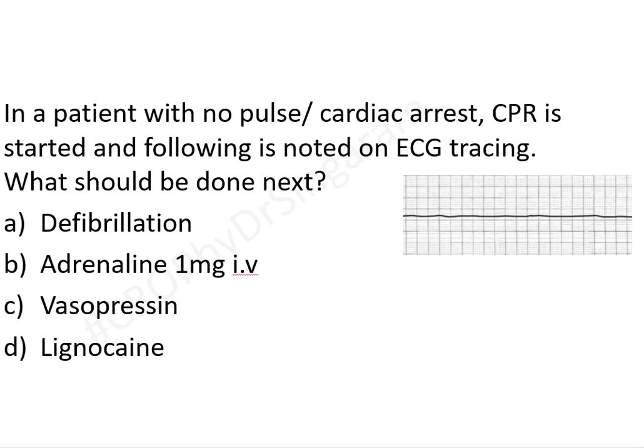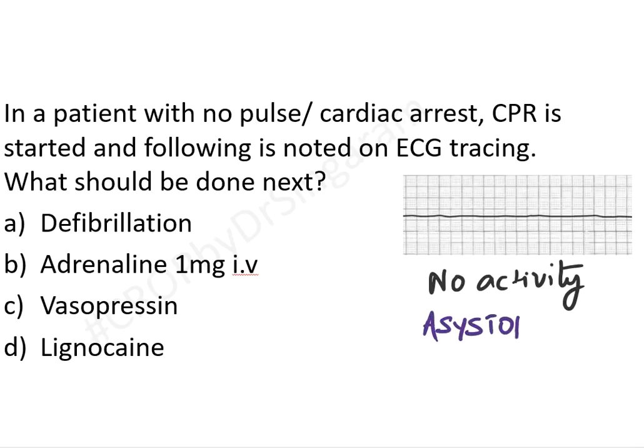A very important question. In a patient with no pulse, or it was given as cardiac arrest in the question, CPR is started and the following is noted on ECG tracing. What should be done next? What are you seeing in the ECG strip? There is absolutely no electrical activity from the heart, and the patient is in cardiac arrest. So this is called asystole.